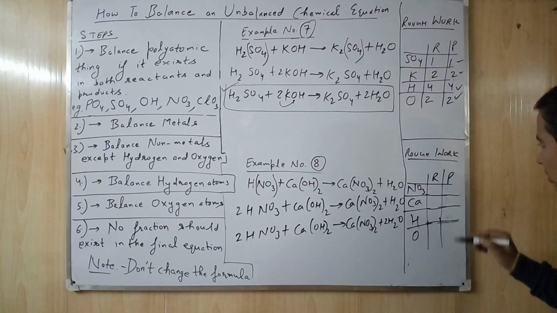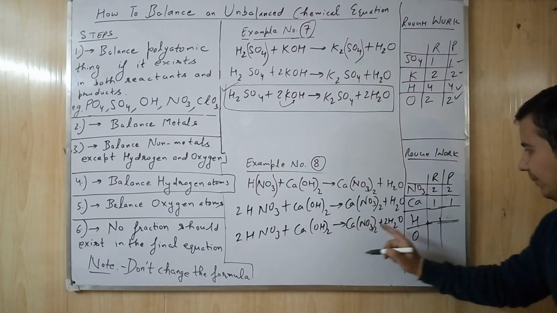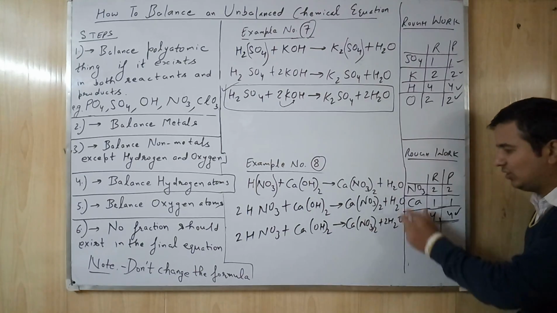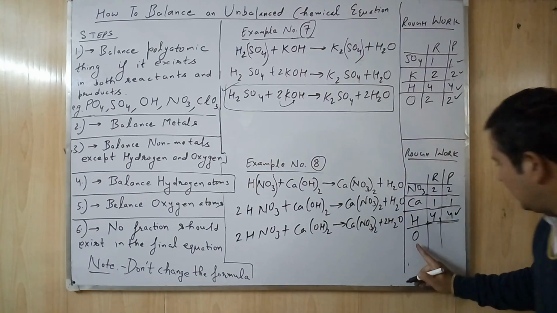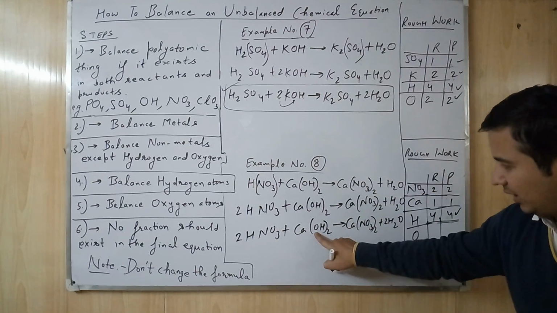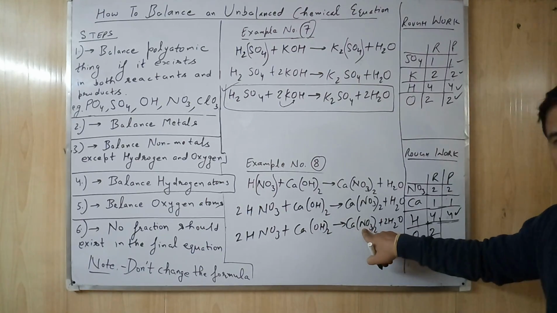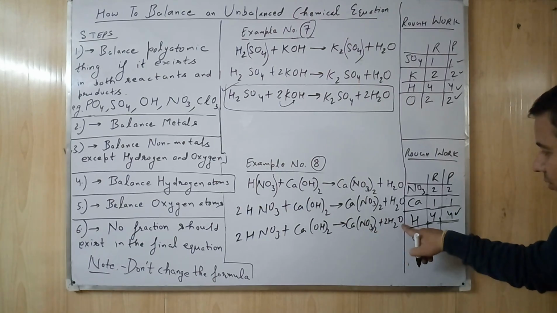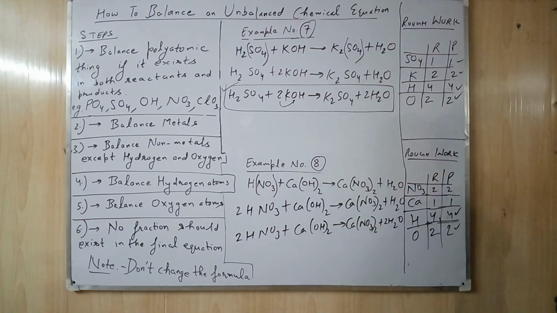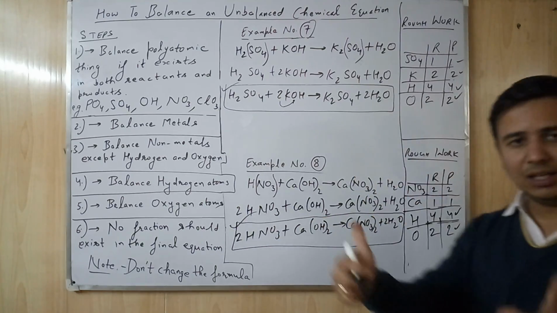Now you should check the atoms from the very starting. NO3: 2 and 2, that's fine. Calcium: 1 and 1, that's fine. Hydrogen: 2 plus 2, 4, and 2 into 2, 4, which means balancing H has not unbalanced the others, so that's right. Now oxygen. Don't consider the oxygen of NO3 because you have already balanced it, on either side, but take care of the remaining oxygen. How many oxygen? This 2 belongs to this oxygen, so 2 on each side, that's fine. Now this is the balanced equation.